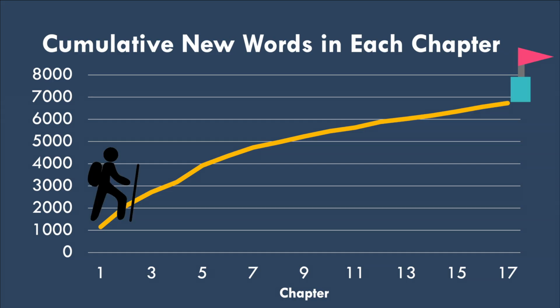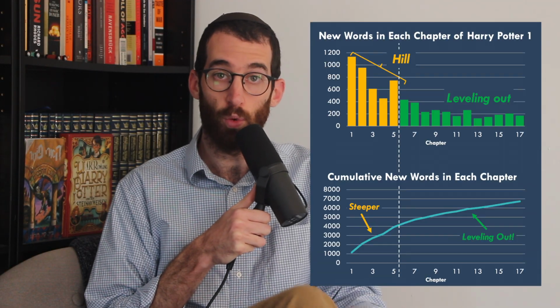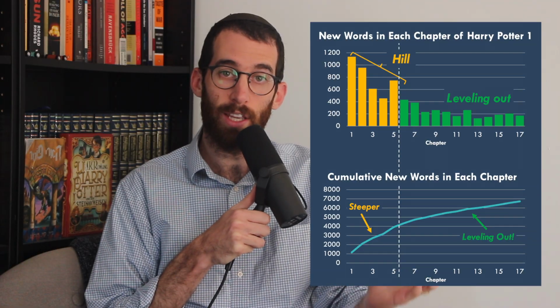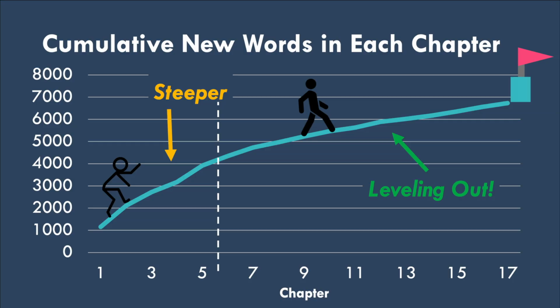Again, this is the same data that we saw before, just visualized differently, and that initial spike that we saw of a lot of new words in the beginning chapters is shown here as a steeper part of the hill. But once we reach that steady state, there's a challenging but manageable walk up the rest of the hill to the end of the book.